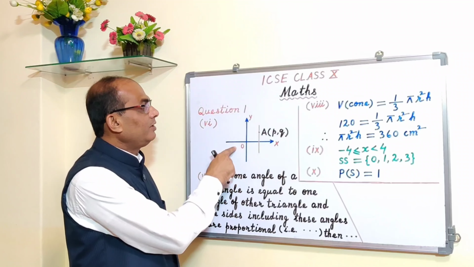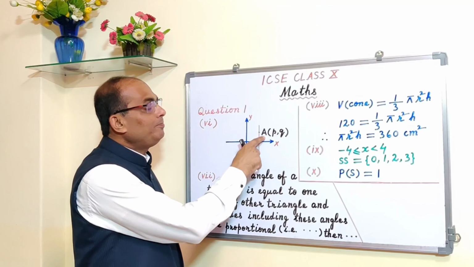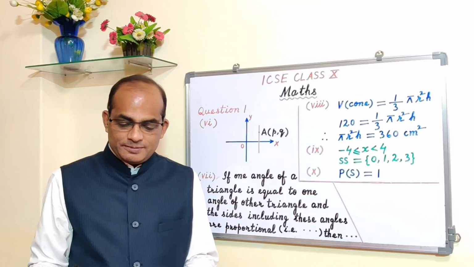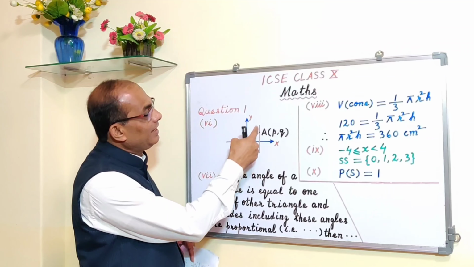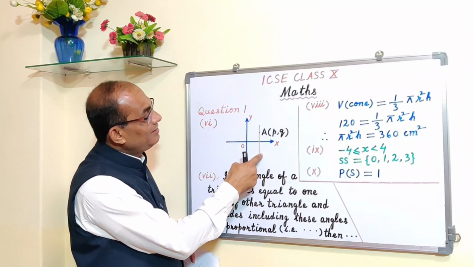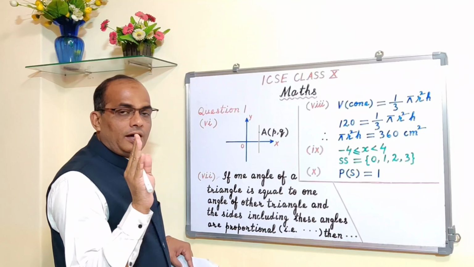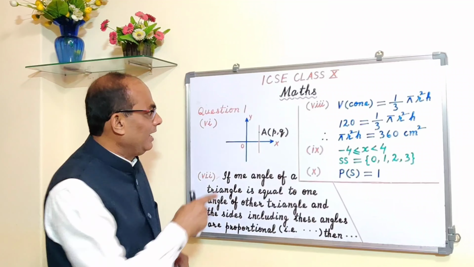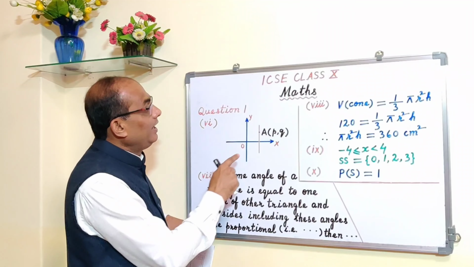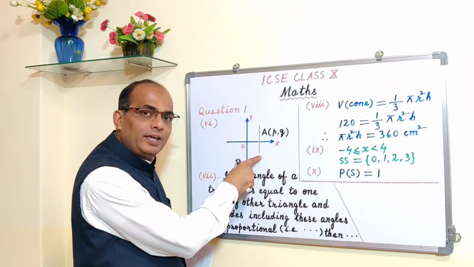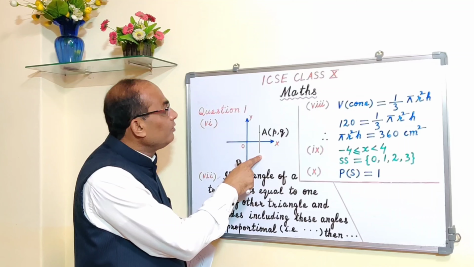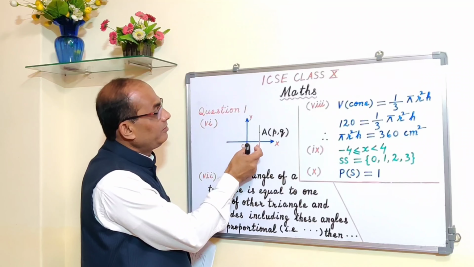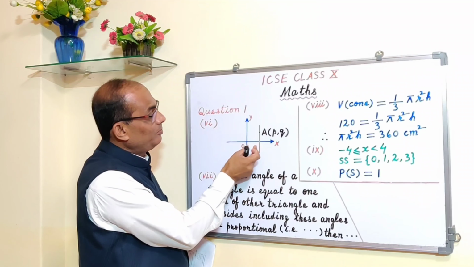X-axis, y-axis, origin. A(P, Q) is a given point, and the point is reflected in the line x is equal to p. In red you can see this is the line x is equal to p. You know x is equal to a is the equation of a line which is parallel to y-axis. So similarly, x is equal to p is the equation of the line which is parallel to y-axis and at a distance of p unit from the origin. So this is p. Because the coordinates are P, Q, that means this is P and this is Q.